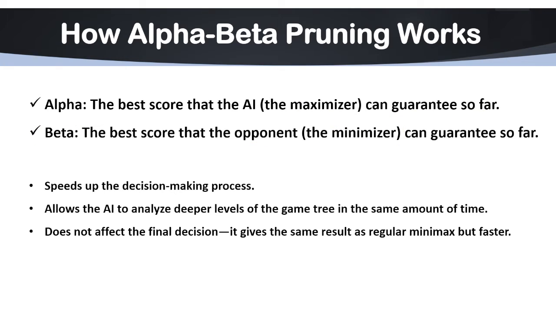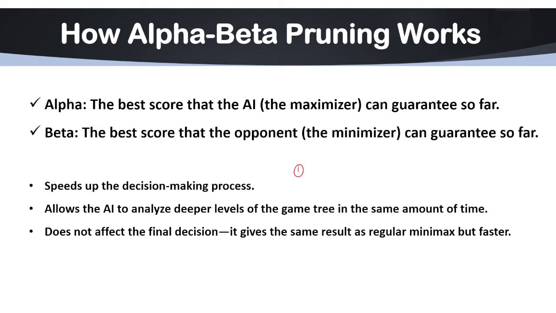Its key idea is: if a move is found, in any, let's say, chess game, that is worse for the maximizer than their current alpha, or worse for the minimizer than their current beta, it can be cut off. So this is how alpha beta works.